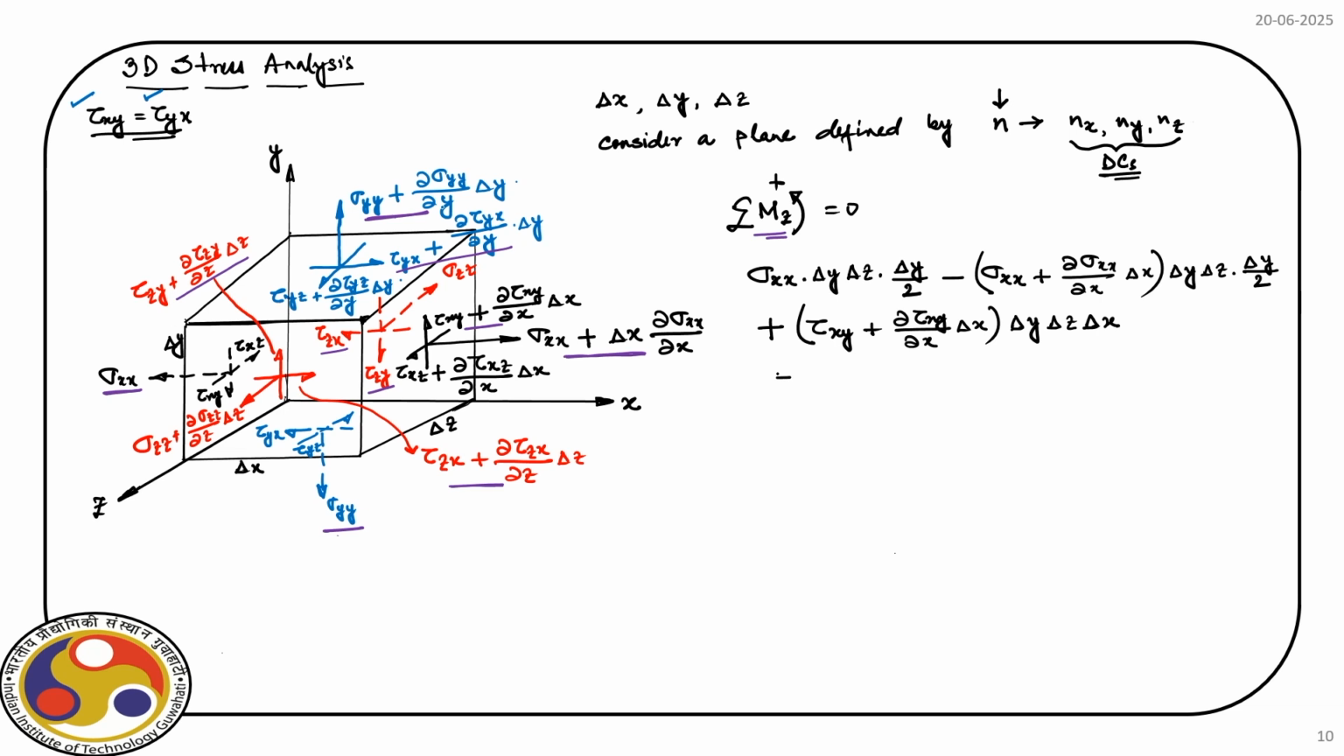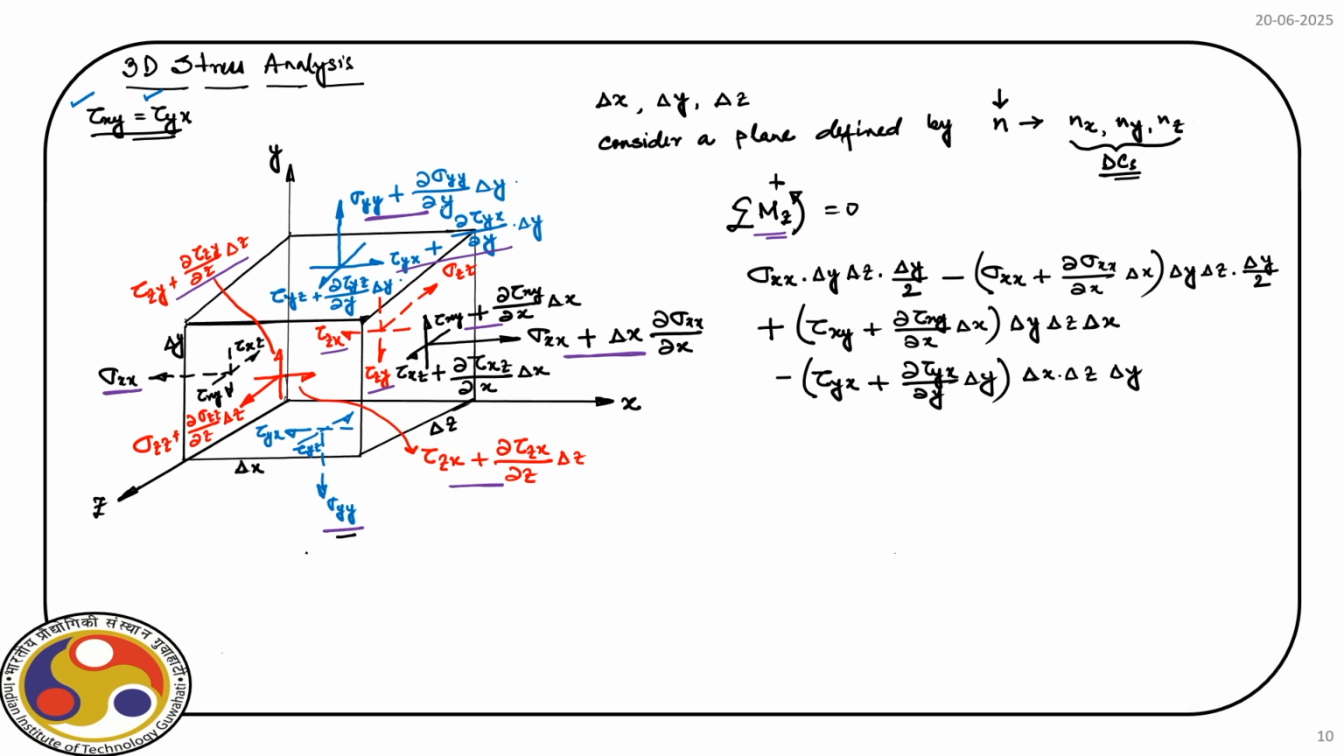So, then we have tau yx, then its variation. So, plus that is the component here. So, it is acting over the face defined by delta x and delta z. So, delta x times delta z, and then what is the lever arm? Lever arm is delta y. Okay. Fine. Then we have sigma yy.